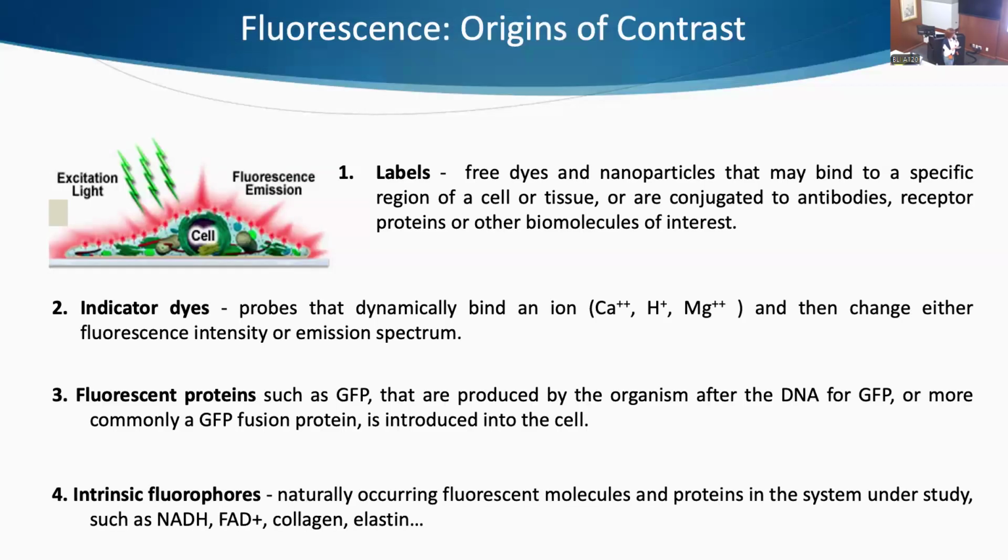Or we can use intrinsic fluorophores, and I'm going to talk about that a lot. These intrinsic fluorophores occur naturally in the system under study. In our case, skin, where we use a lot of endogenous fluorophores such as NADH, FAD, collagen, elastin, and melanin is also fluorescent.